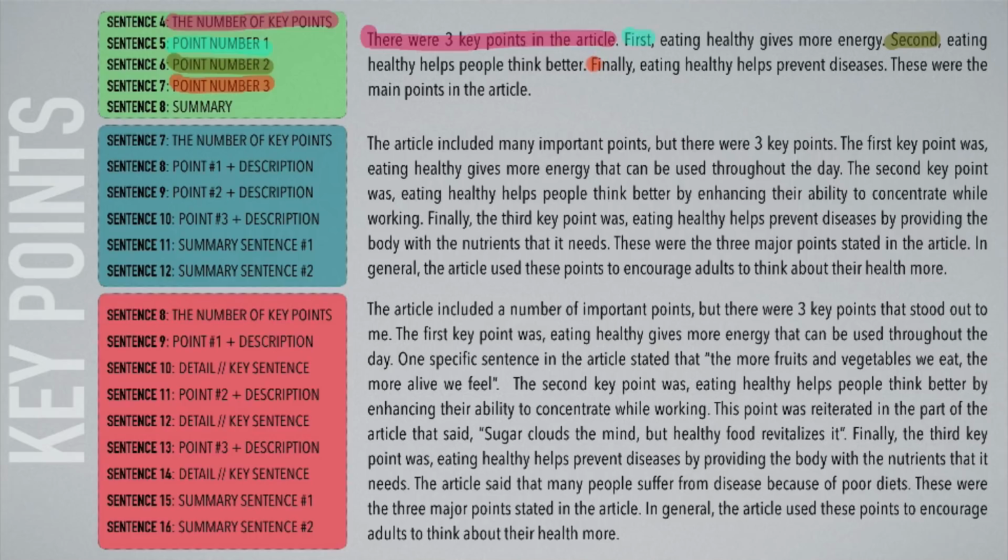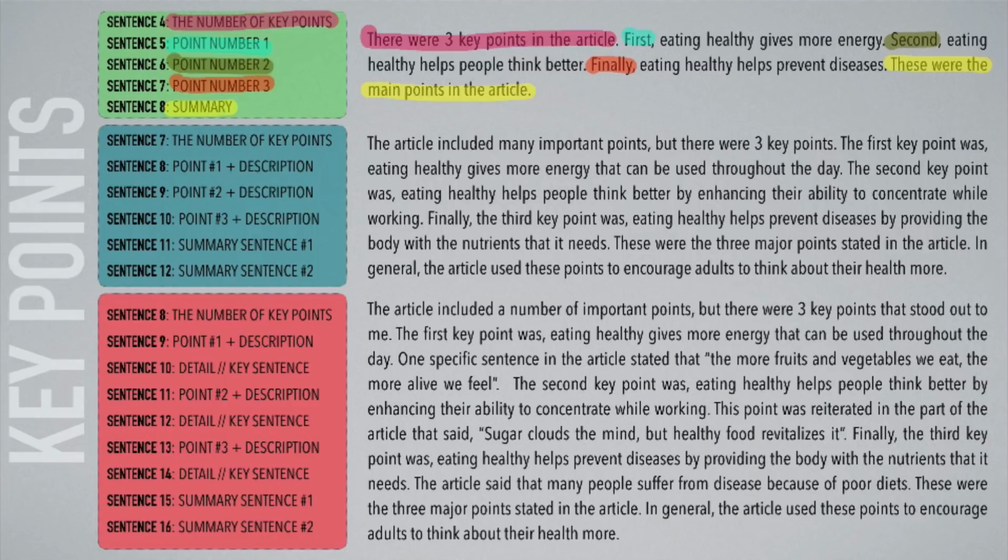So for this sentence, the pattern or the word is just finally. Since there are only 3 points in this sentence, we can just use the word finally. And last, for the final sentence in the key points section, we have the summary. Okay, it says, these were the main points in the article. Once again, this entire sentence is the pattern for the beginner level. These were the main points in the article.